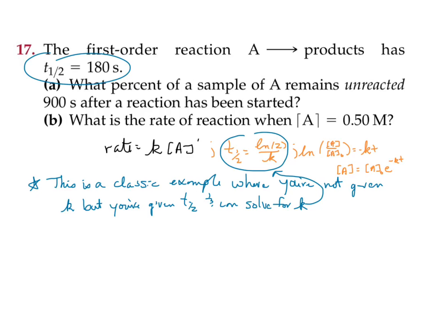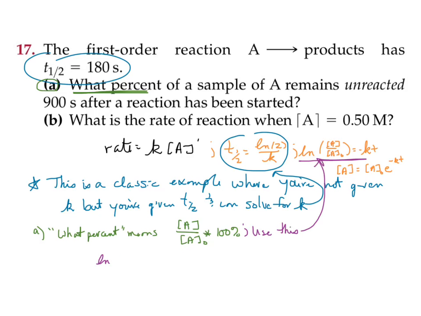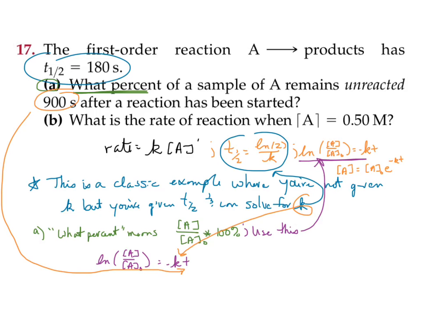Now, A says, what percent of a sample A remains unreacted 900 seconds after a reaction has been started? Okay. So here's my hint there. Anytime you see what percent, think A over A0 percent. A over A0 times 100. So that's looking like this, okay? So basically, if you can solve for this ratio, you're almost there. You're going to leave those variables together, A over A0. Notice in this case, they gave us a time. We got the k earlier, so basically we have t and k, and we're going to solve for this A over A0.